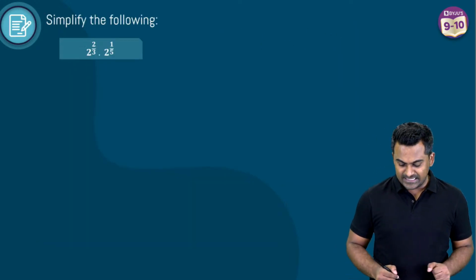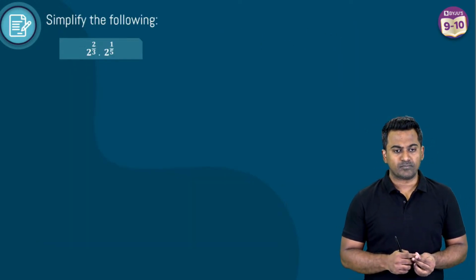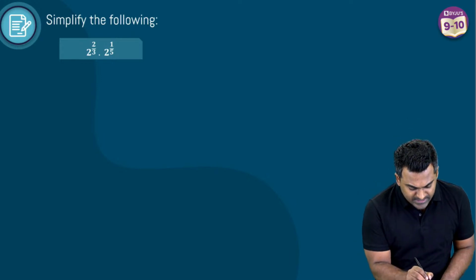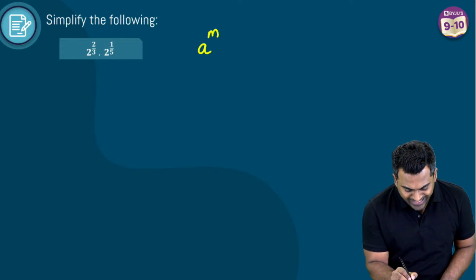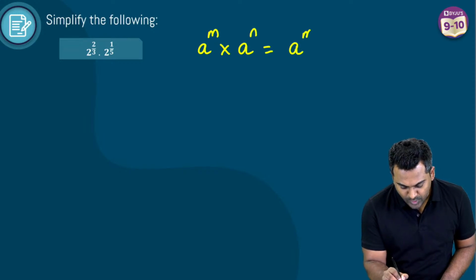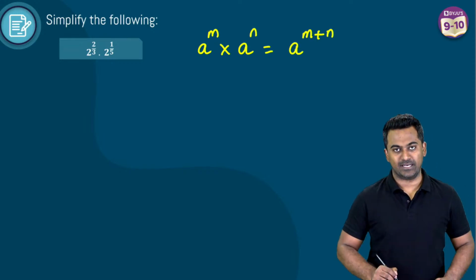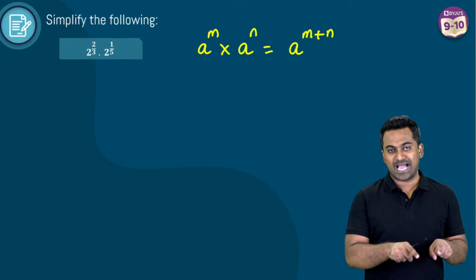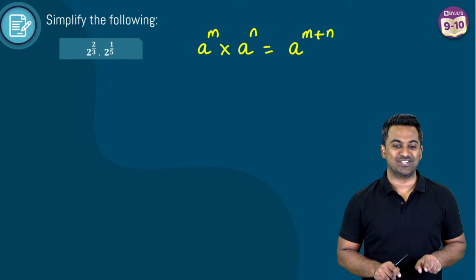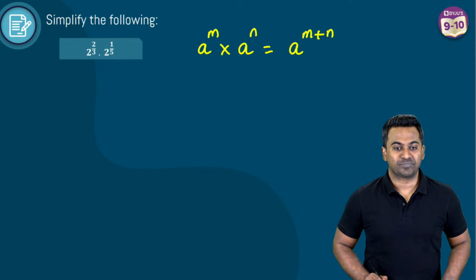Now you've already seen this. Come on, tell me the answer to this. I'll give you the hint. This is in the form of a to the power m multiplied with a to the power n, which is going to be a to the power m plus n. So all you've got to know here is how to add two fractions. That's all. Come on.